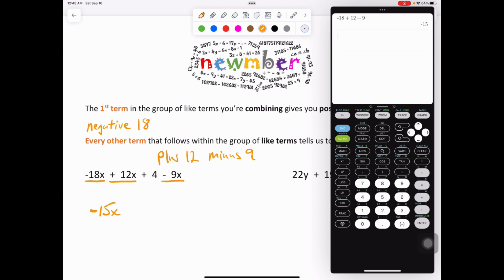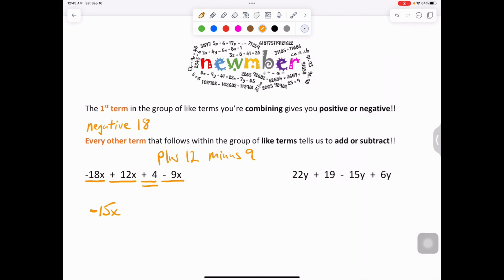Now, again, we don't have another group as there's just one term left. However, if there were multiple groups, I would double underline. And that's why I like to underline. I'm going to remove our calculator. If you would like to pause the video, please feel free. Combine the like terms within the expression 22y plus 19 minus 15y plus 6y. Moving forward. That is an example of when we are working from left to right within our group.